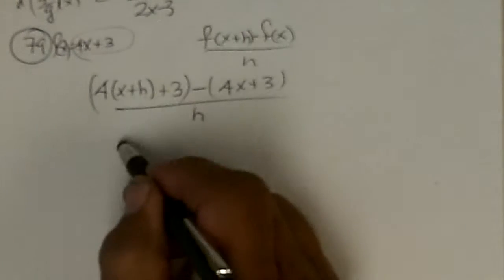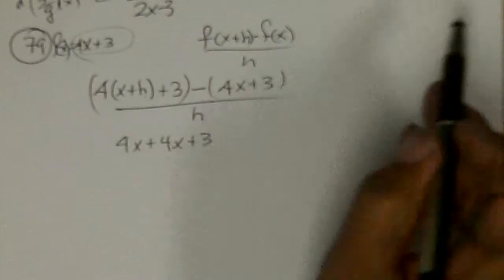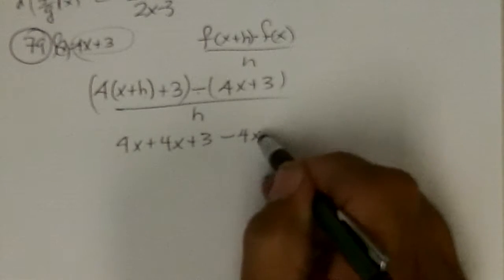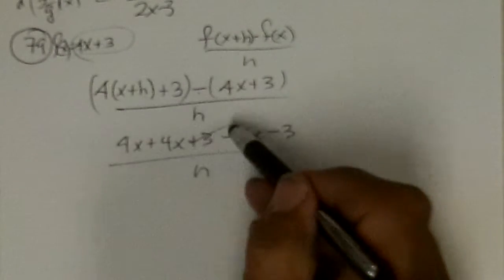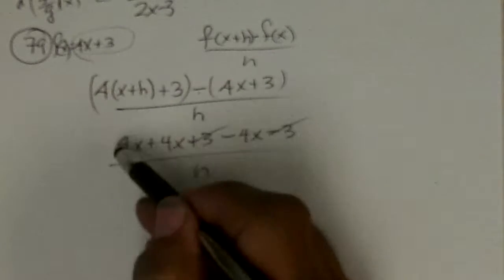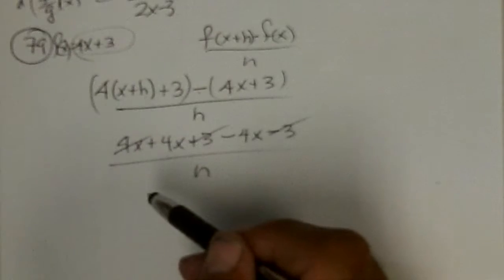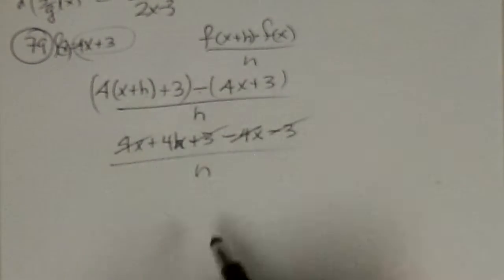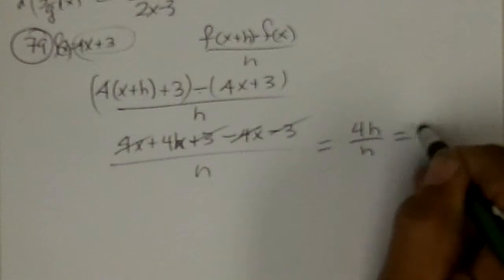Simplify this, 4x plus 4h plus 3. Remember to distribute the minus, minus 4x minus 3 over h. The 3 and the minus 3 cancel, the 4x and the minus 4x cancel, and I should have 4h over h, which is 4.